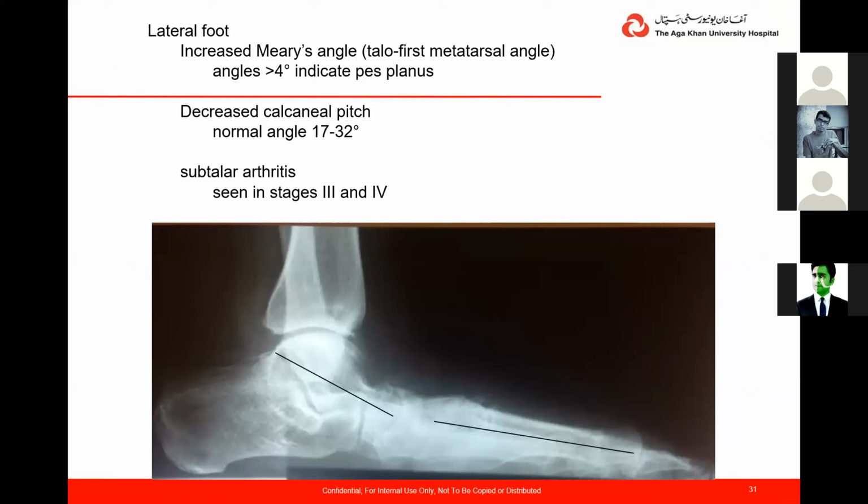So this is the lateral view. You can see the talus first metatarsal angle, which I have already shown you, which should be around 20 to 25 degrees. And in later stages, stage 3 and 4, you can see arthritis.